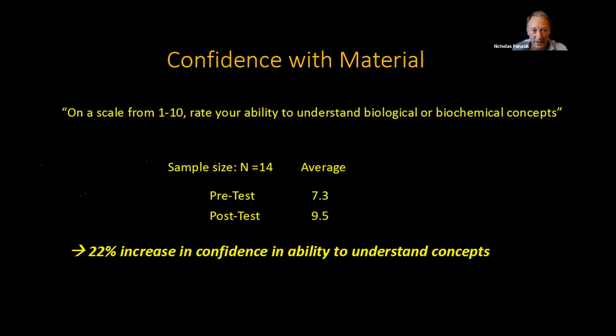In terms of confidence with material, this is coming from the N equals 14 sample set. Pre-test, I was asking, rate your ability to understand biochemical concepts. Before the class started, they rated their own ability at a 7.3 on average. By the end, 9.5. That's a 22% increase in confidence in their ability to understand concepts.